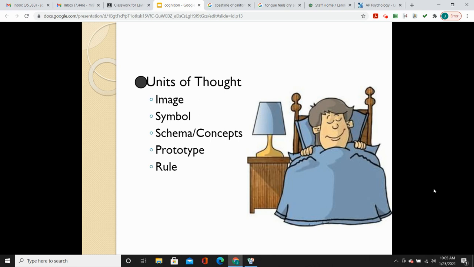So if I said, think of a dog, and you thought of a picture of your own dog or of another dog, then that would be the image. It would be a visual representation of that idea.